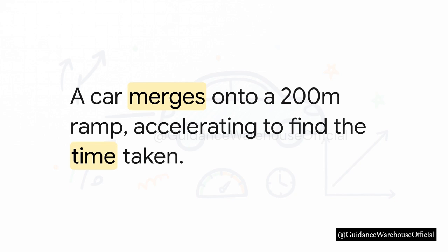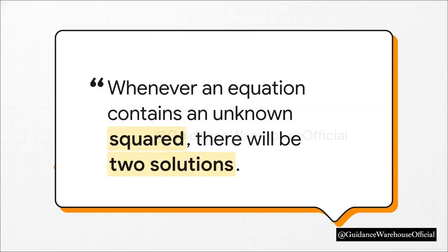But I want you to notice what happens to the math when we plug our knowns in. We generate a quadratic equation. And here is a golden rule to remember. Whenever an equation contains an unknown squared, there will always be two solutions, but only one is actually reasonable. If we solve the quadratic formula for this merging car, we get 2 times a positive 10 seconds and a negative 20 seconds. Obviously, a negative time would mean the event happened 20 seconds before we even started the stopwatch, right? So we completely reject it. The only realistic physical answer here is 10 seconds.